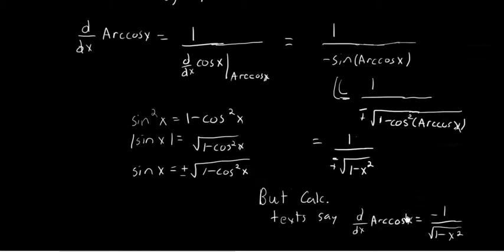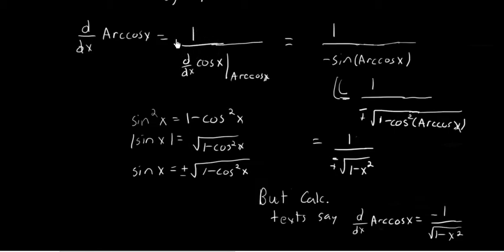But if you look in a calculus textbook for the derivative of the arc cosine of x, you'll get minus 1 over the square root of 1 minus x squared. So what are we doing correctly? So let's look back at our derivation.